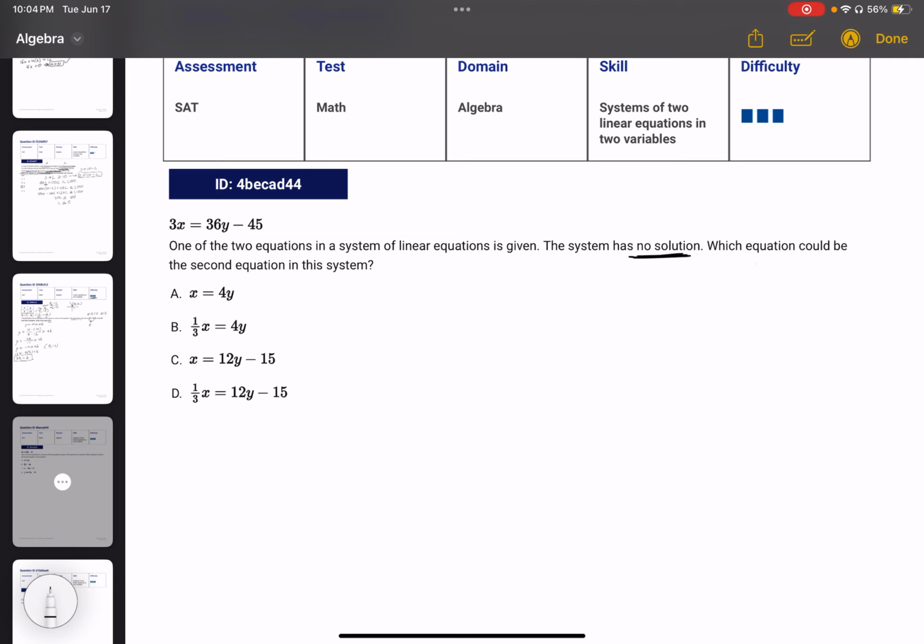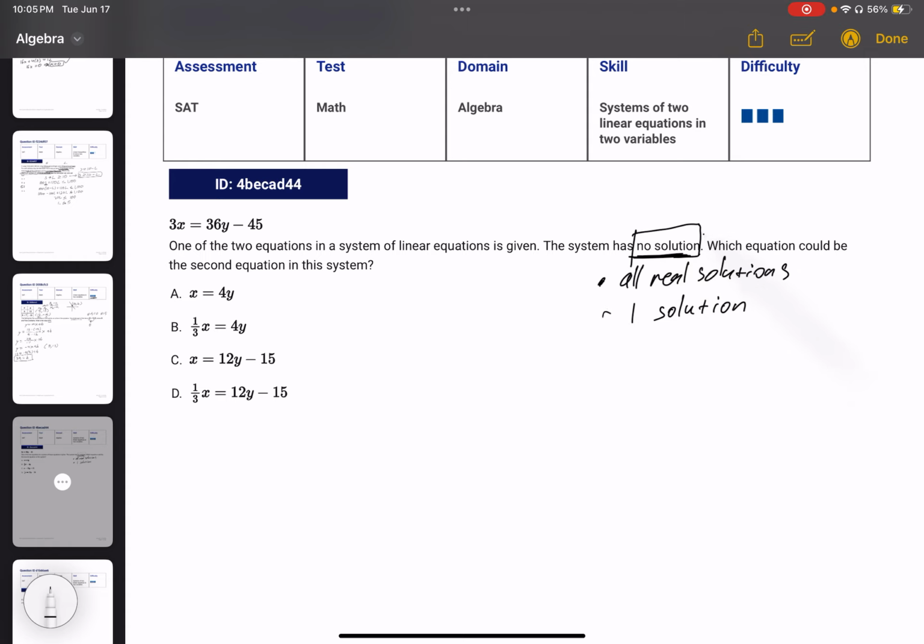Okay, so whenever you get a problem like this, they're either going to ask you for no solution, all real solutions, or one solution. When it's linear, at least. So right here, it's no solution.